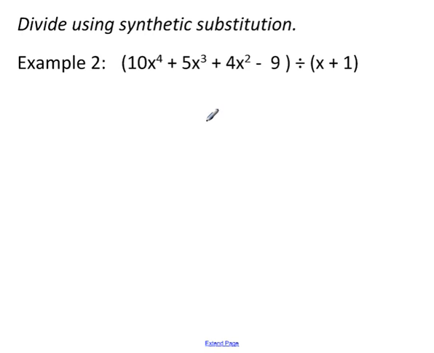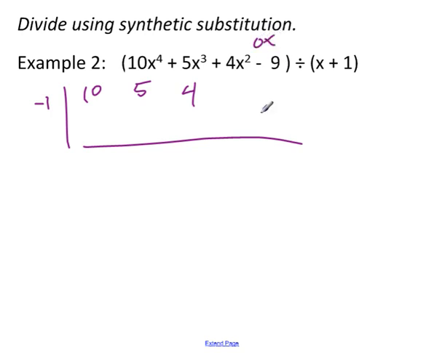Alright, so now we're just going to do our division, work things out for us here. Negative 1 is going to be my number on the outside. Got to make sure we get a term or a number for each term. There's 10 for the x to the 4, 5 for the 3, 4 for the 2. Again, there's a 0x here that we can't see, so I'm going to put a 0 and a minus 9. Number one mistake kids make on the test and on practice problems is forgetting that 0.